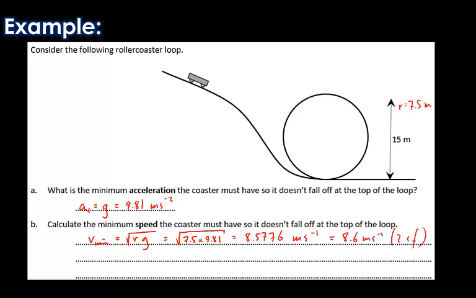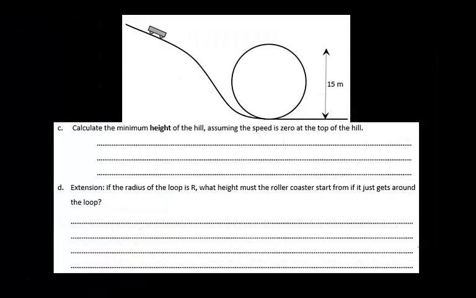Okay, so moving on, calculate the minimum height of the hill assuming the speed is 0 at the top of the hill. So this is a kind of tricky problem. We're going to need to use energy considerations here. So here we have mgh. Here, all of that energy, that's equal to E total. Here, it's going to all be kinetic energy.